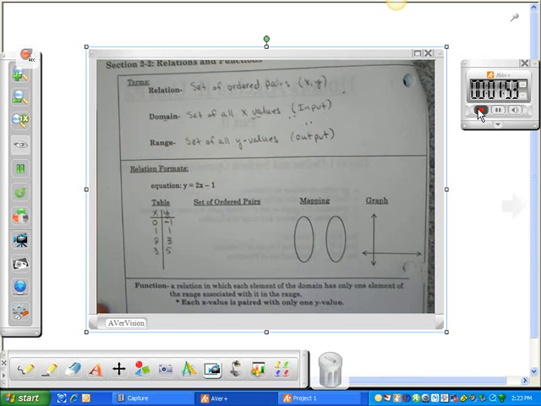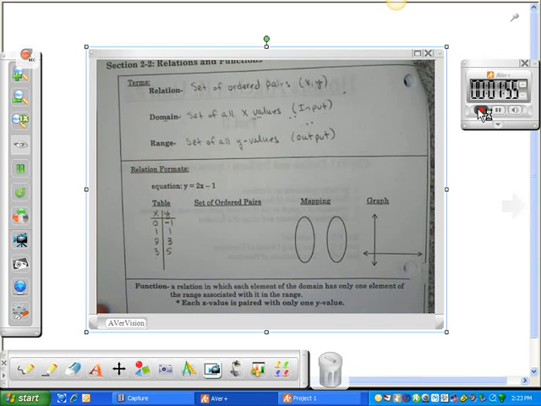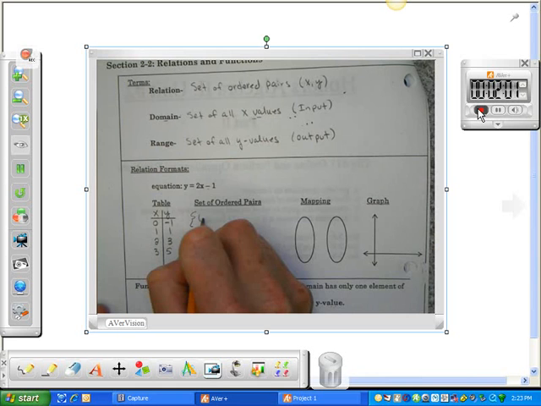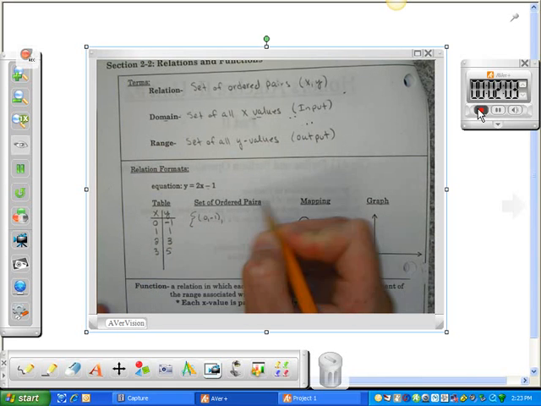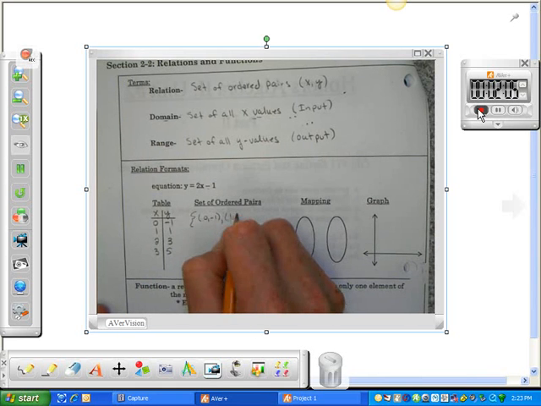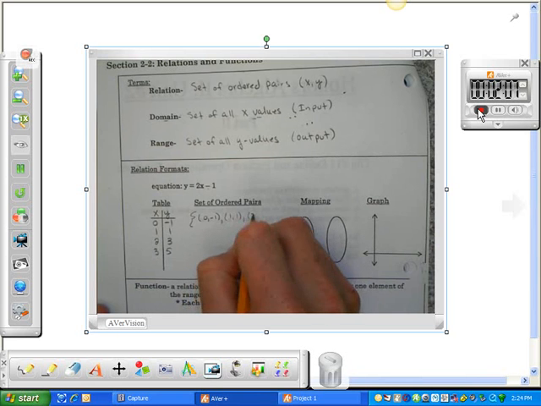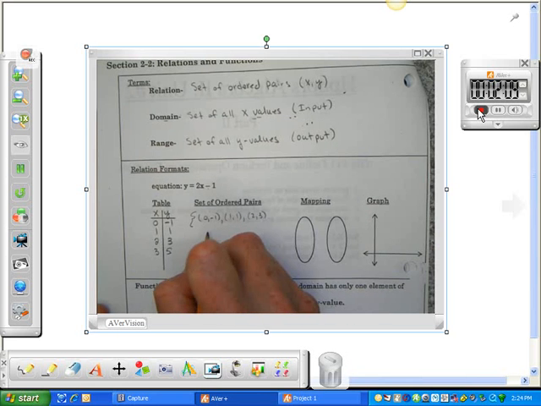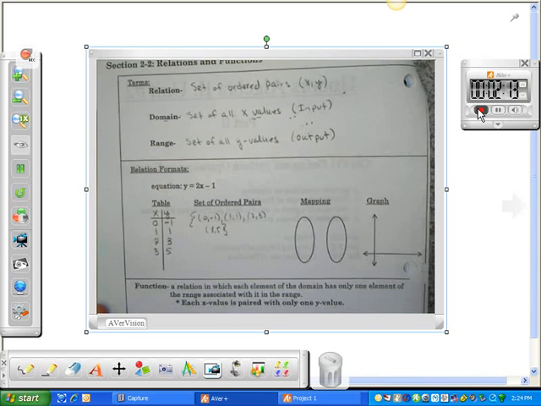This is a table format. We could also write this as an ordered pair format. We can use brackets and list all the ordered pairs: (0, negative 1), (1, 1), (2, 3), and (3, 5). And it can go on for infinite numbers of points.